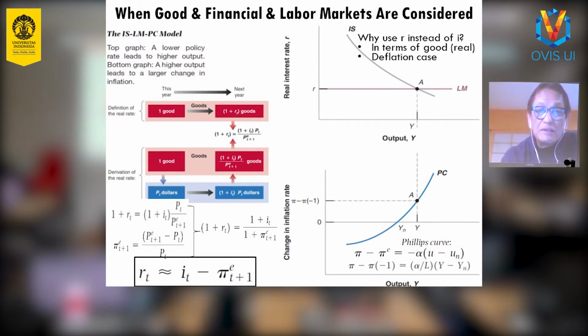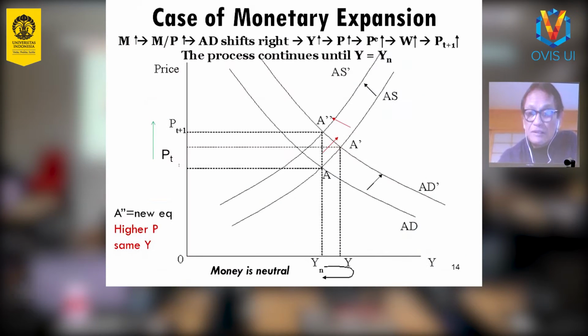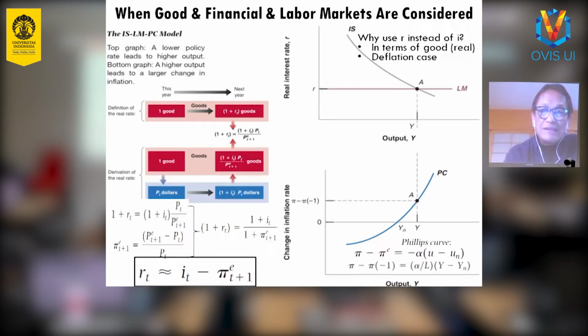Remember this story that I showed you earlier? Here. So, first, the equilibrium is moving from A to A prime. But then, in the second round, price will continue to go up. And that's why the equilibrium will move from A prime to A double prime. Okay? So that is the story about the relation between output level and the inflation rate.